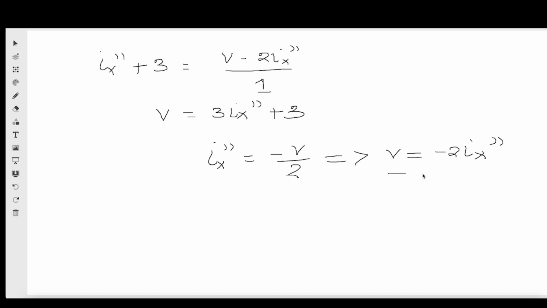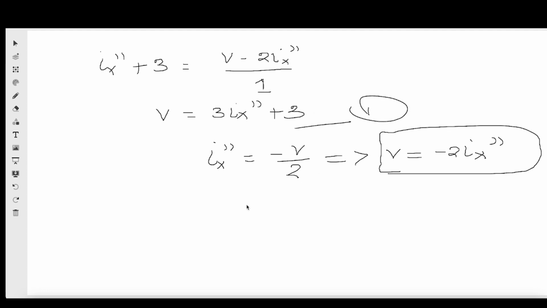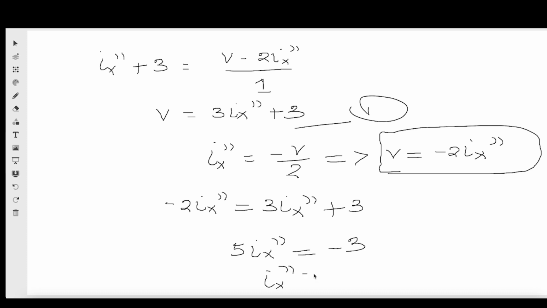So if I substitute this in this equation here, what will I have? I will have minus 2Ix prime prime is equal to 3Ix prime prime plus 3. And therefore what do we have? We have 5Ix prime prime equal to minus 3, and therefore Ix prime prime is equal to minus 0.6 amperes.